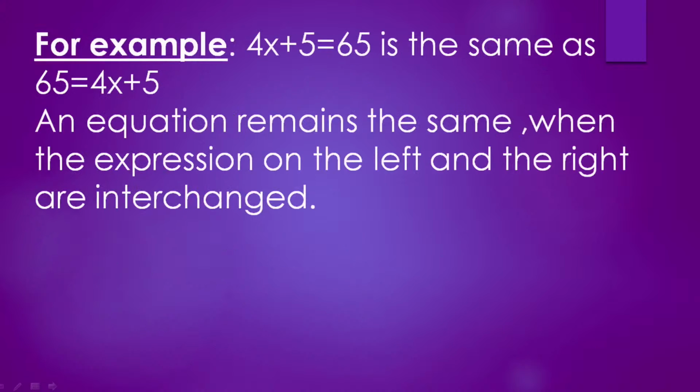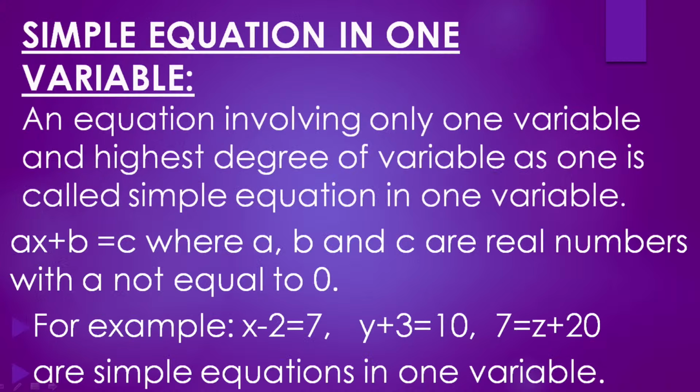Now, we have an example here. 4x plus 5 is equal to 65 is the same as 65 is equal to 4x plus 5. An equation remains the same when the expressions on the left and the right are interchanged. Now, we have a simple equation in one variable. An equation involving only one variable, where the highest degree of the variable is 1, is known as a simple equation in one variable. For example, ax plus b is equal to c.